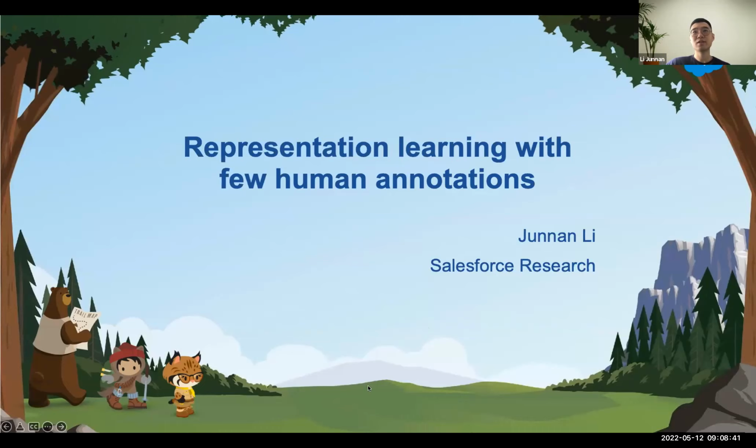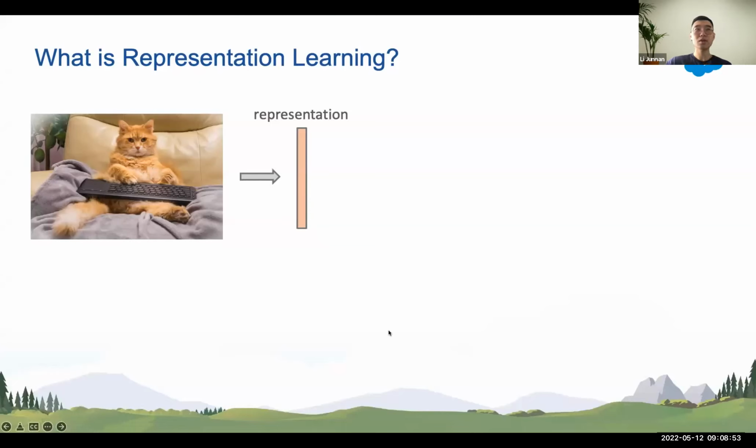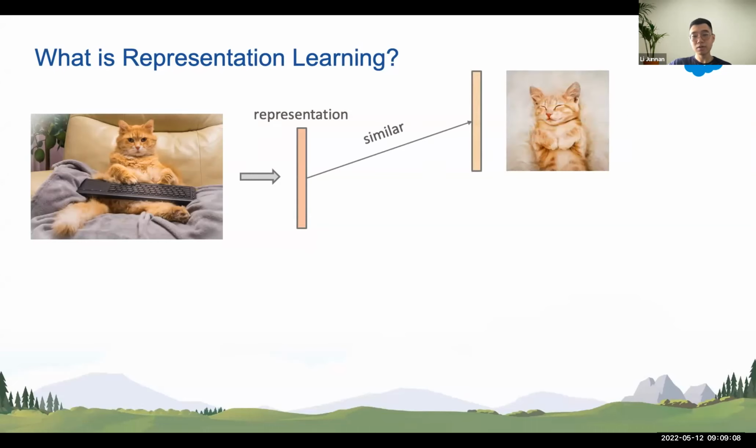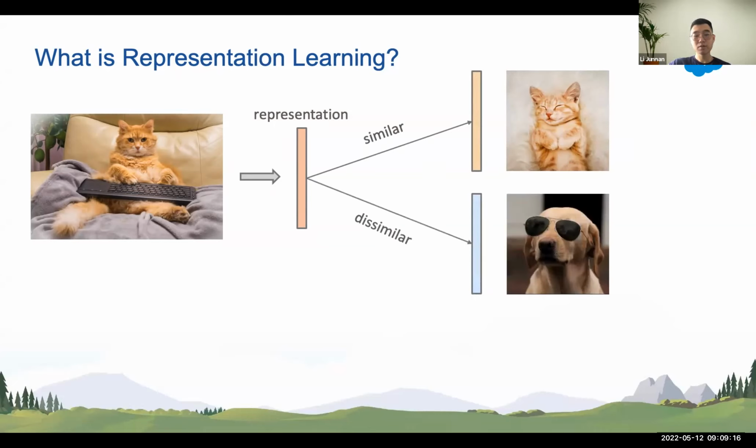Today's topic is representation learning with few human annotations. My name is Junnan from Salesforce Research Asia, based in Singapore. So what is representation learning? Let's take computer vision as an example. Given an image, we will pass it through some model, which is usually a neural network, to obtain a feature vector. And we hope that images with similar semantic meaning will also have similar representations, and images with different meanings should have different representations. In essence, we want these representations to capture the class information of the image while discarding some irrelevant information.